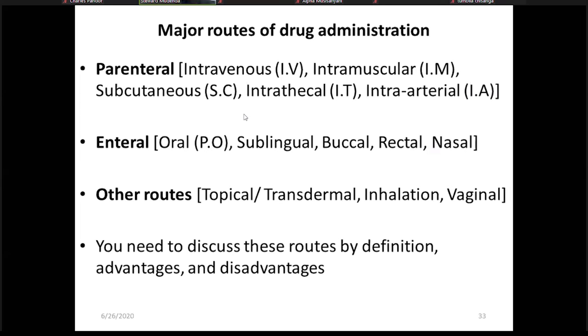Major routes of drug administration, I'm sure you've done this. I'm going to mention them. We have parenteral routes, enteral routes, and other routes. So you go in detail on your own. When you're discussing these, look at the definition of the route, look at the advantages and disadvantages. Okay, for example, oral routes. When you're using, for example, tablets or capsules, they are good for a patient who is conscious. But IV, for someone who is unconscious, it's very good. So oral route, tablets, capsules cannot be given to unconscious patients. So that's a disadvantage of that route.